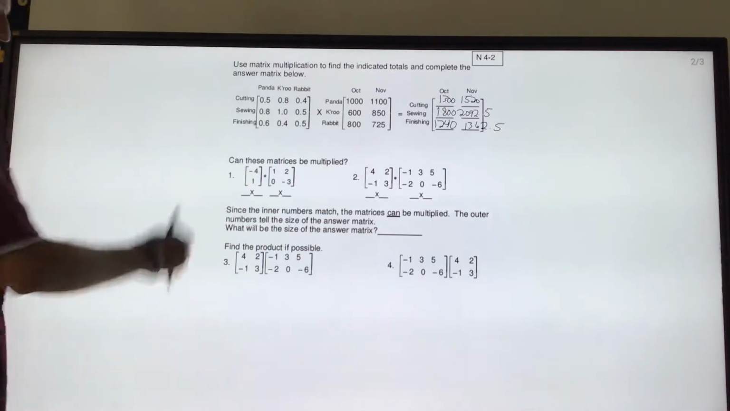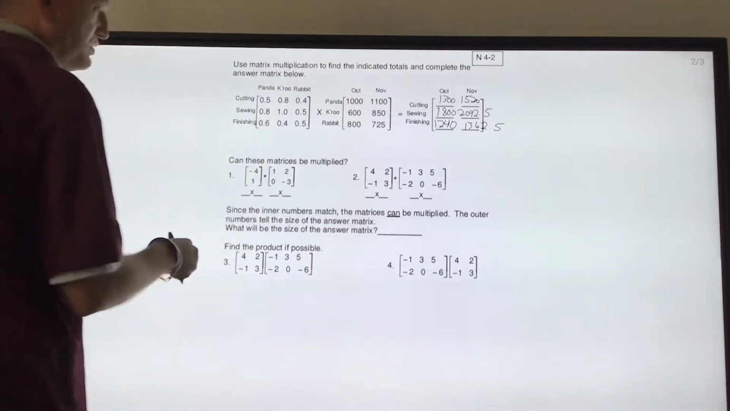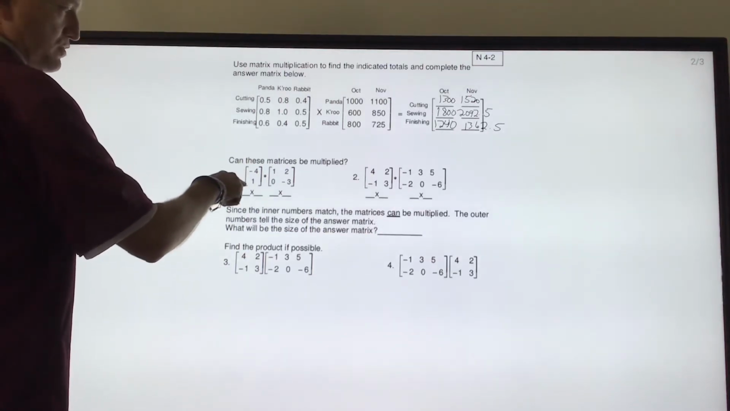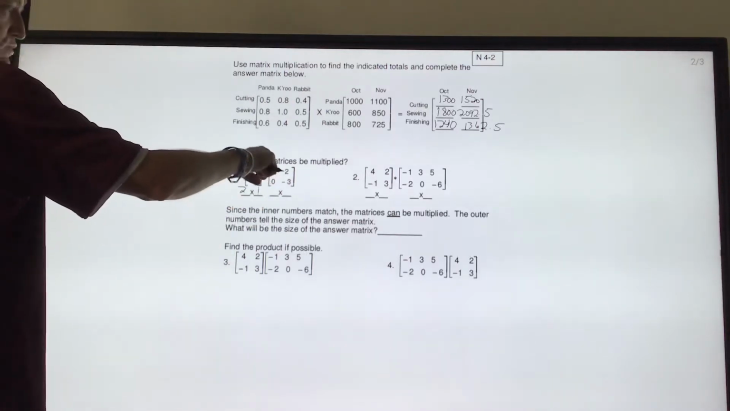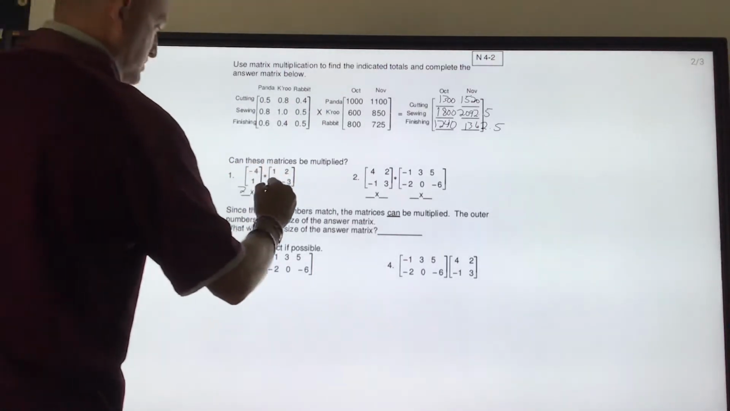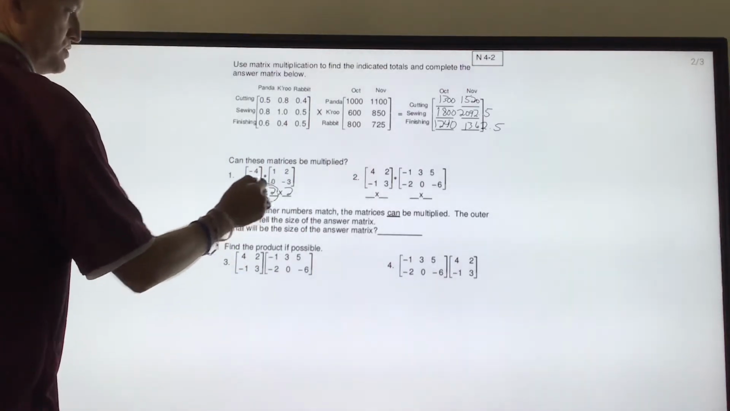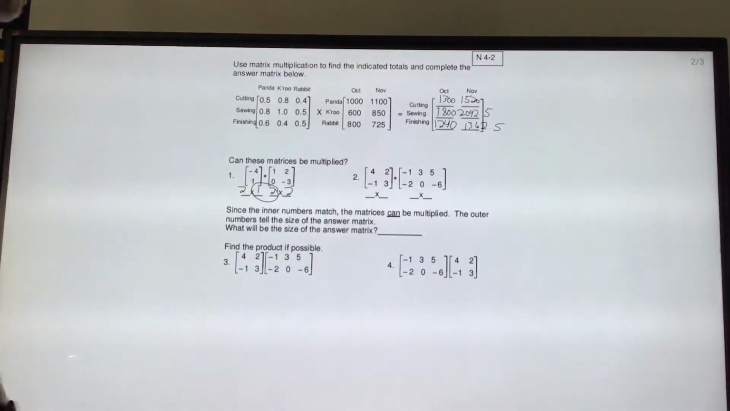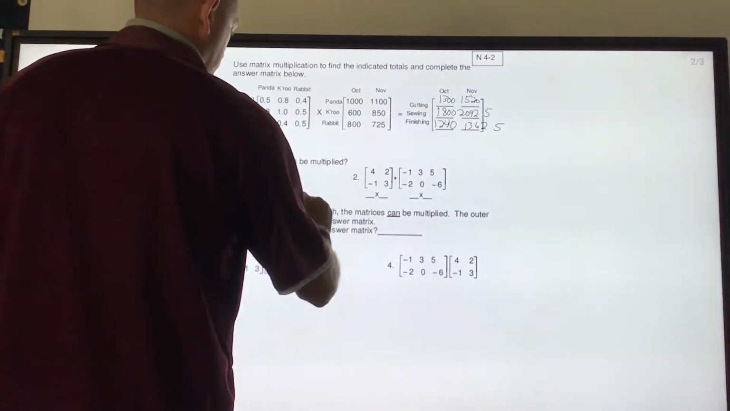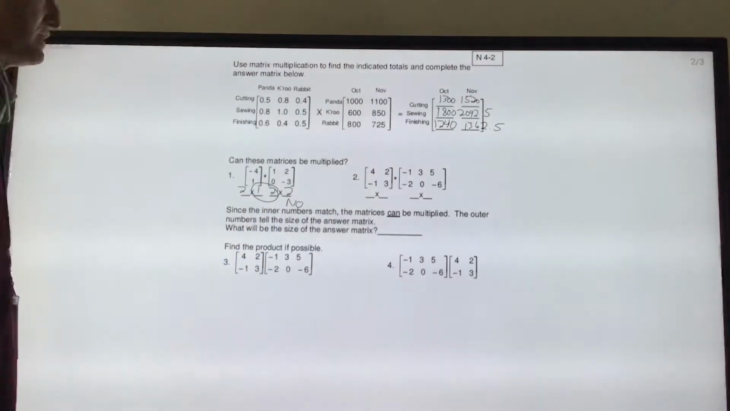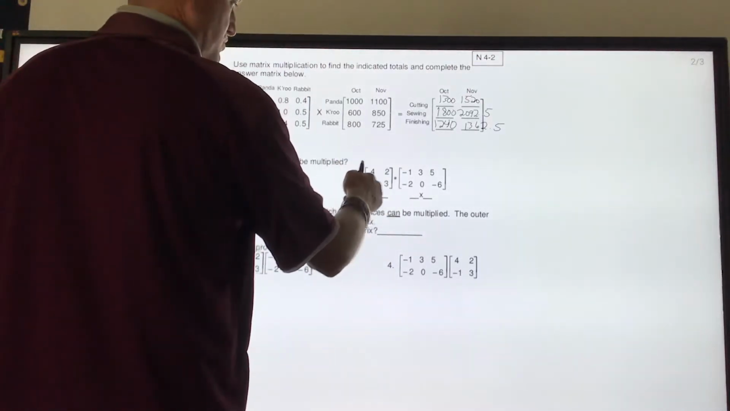Now, in each of these cases, we need to know if we can even multiply them to begin with. From what we learned in the previous assignment, we have to label the kind of matrix that we have. This is a 2 by 1 matrix, and this one would be a 2 by 2 matrix. We look at the two inner numbers. If they are different, then we cannot multiply these two matrices. Those are different, so I cannot multiply them. Looking at number 2, it's a 2 by 2 matrix.